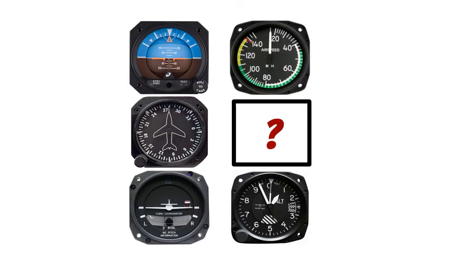Omission is another serious error. This is when you just plain skip over one of the instruments. Which one is missing here? It's the VSI. Without that information, you might see that you're slightly below your assigned altitude of 1,000 feet, but miss the fact that you're already in a slight climb because you didn't look at the VSI before correcting. This results in an overcorrection.